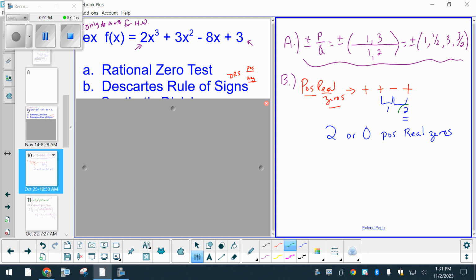We take this number here, 2. We subtract 2 to account for our imaginaries. Okay?